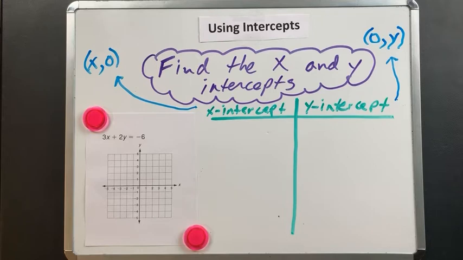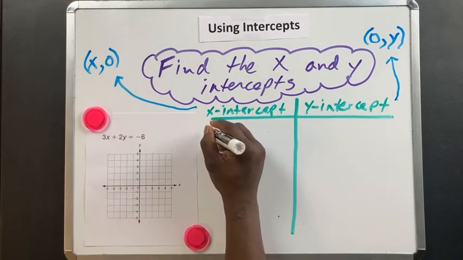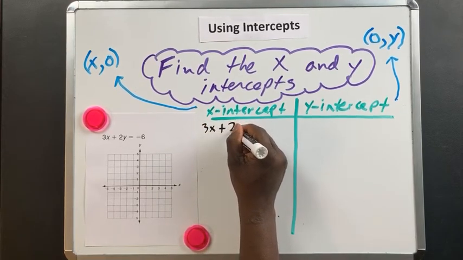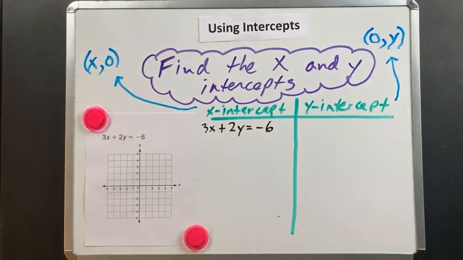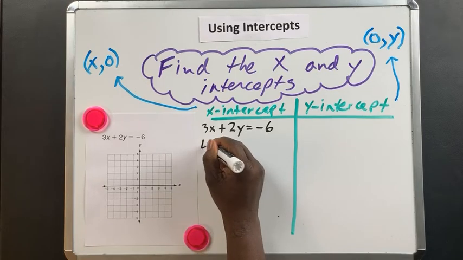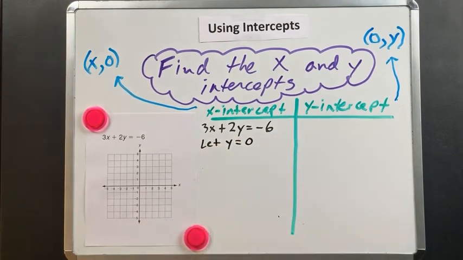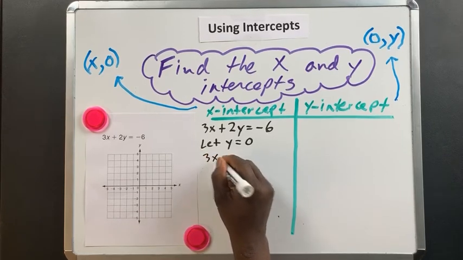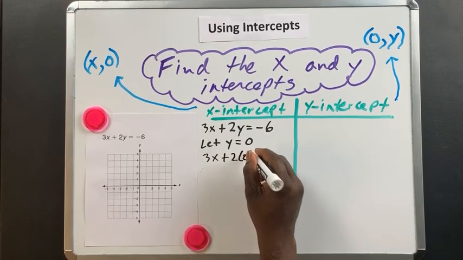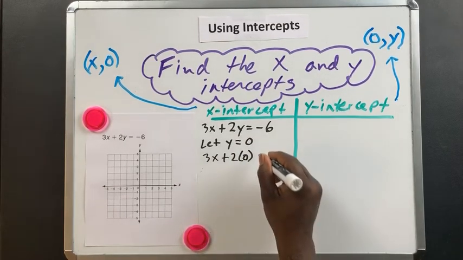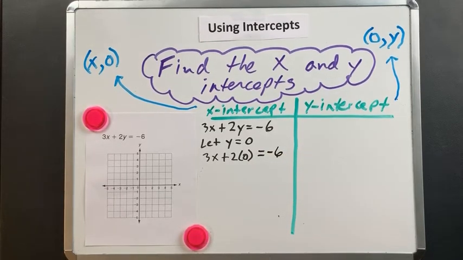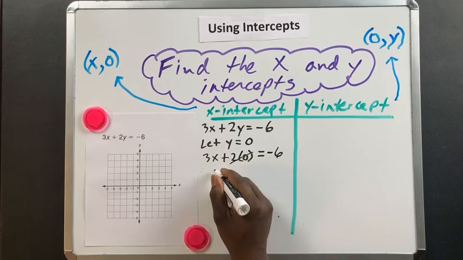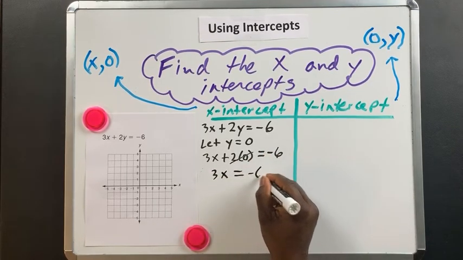Let's go ahead. When we get started, we have this equation here. Let me copy that first: 3 times x plus 2 times y equals -6. And in finding the x-intercept, we're going to let y equal 0 in this equation. So let's rewrite it: 3 times x plus 2 times 0, we substitute 0 for y, equals -6. 2 times 0 is 0, so that crosses out. We get 3 times x equals -6.